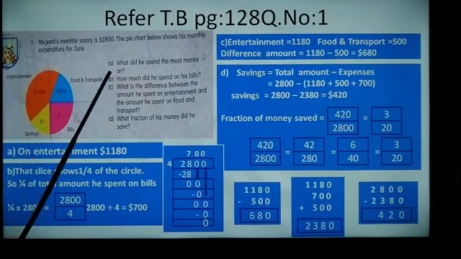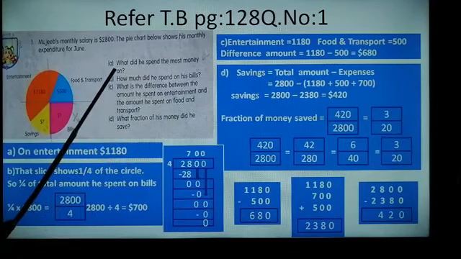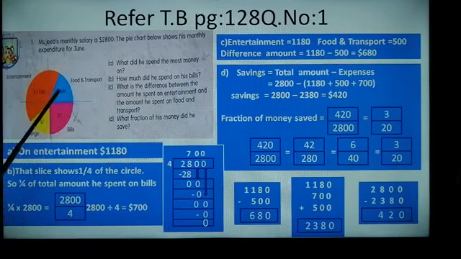Okay. The question number A. What did he spend the most money on? Without any doubt, you can find it out easily. Which slice is the biggest one? This one, isn't it? This is the most money he spent here. So what is the key given here? Entertainment. So you can write on entertainment he spent what? 1,180. So question number 1 over.